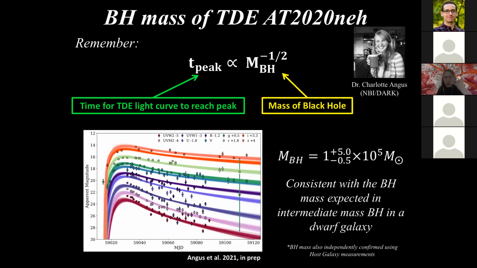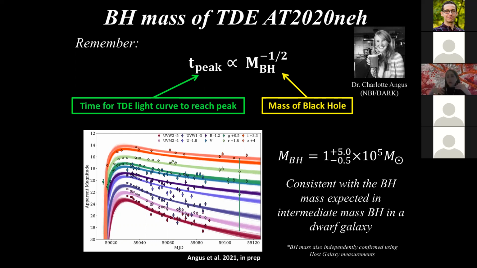This is what Charlotte and Brenna Mockler, who you may know as well, who's visited Dark a few times, or NBIA a few times, actually find: that this corresponds to a black hole mass of about 10^5 solar masses, right? Which suggests that this black hole is an intermediate mass black hole.